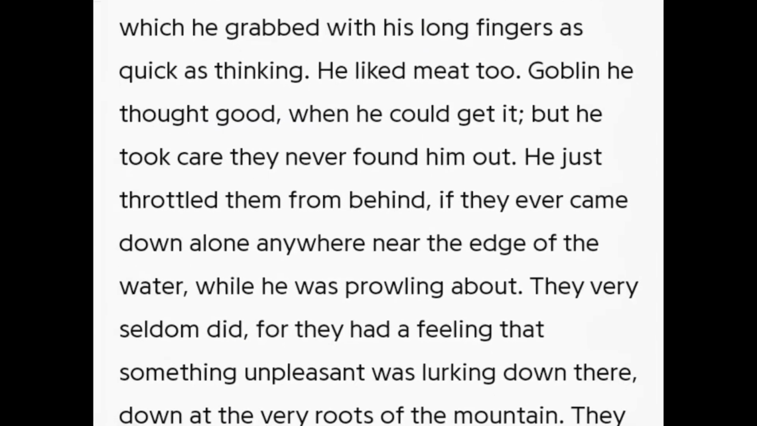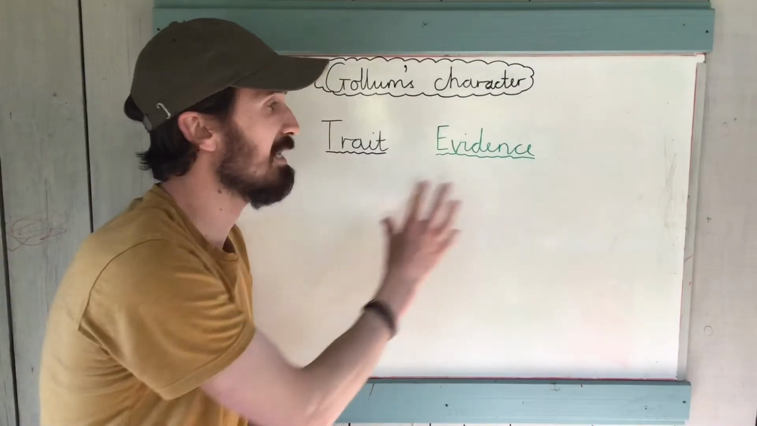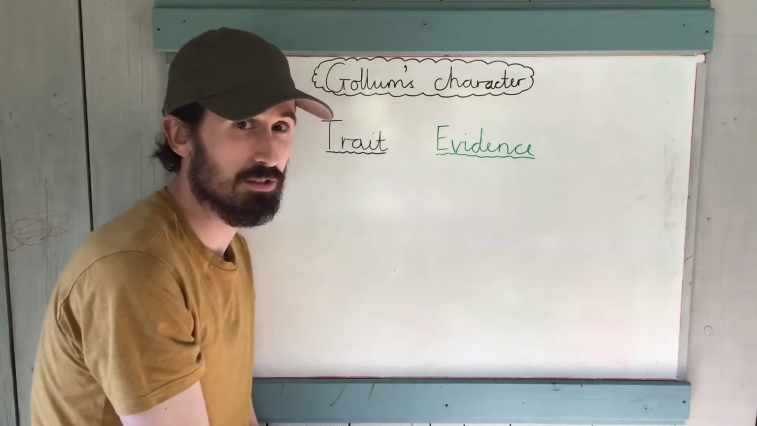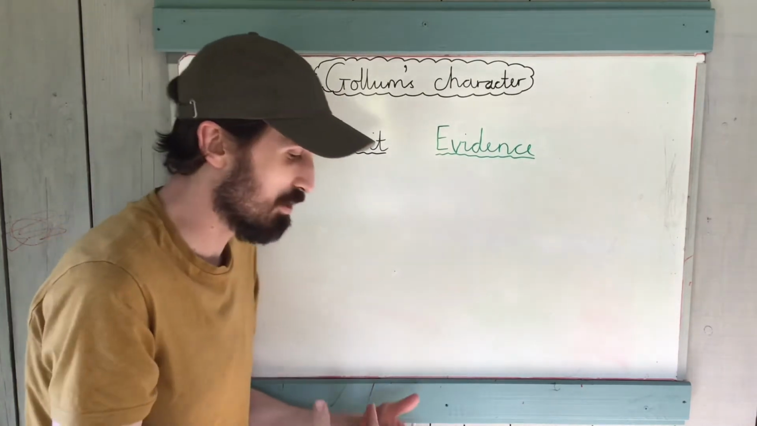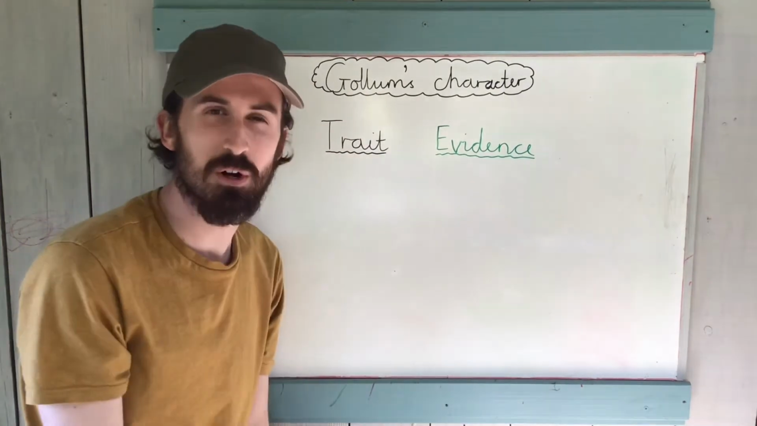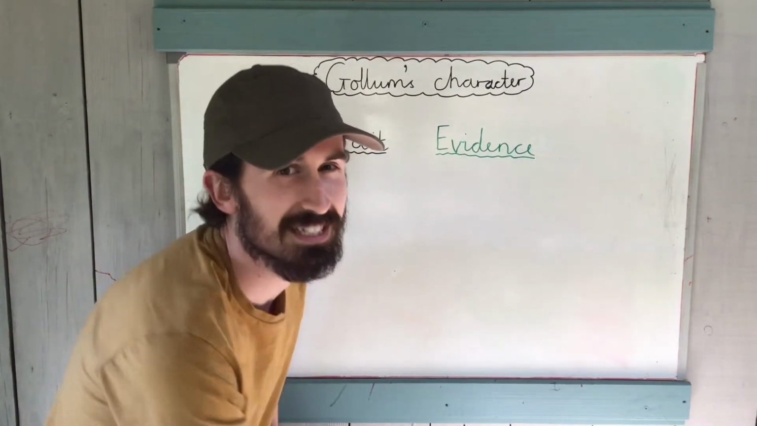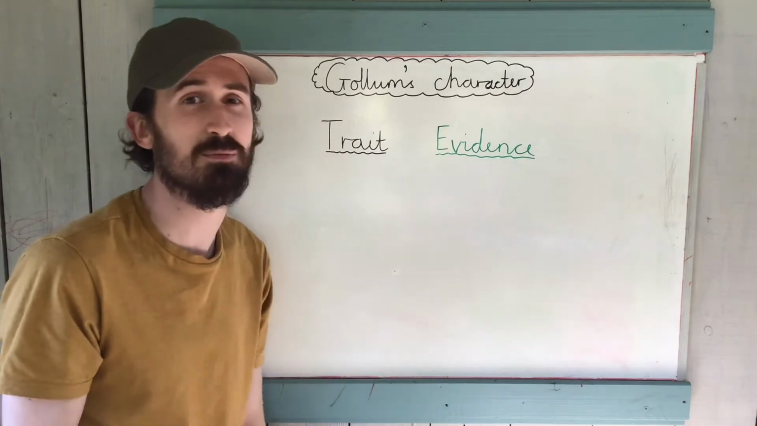Even though this table is set up with trait and evidence, we often actually look at the evidence first. Okay, because you can't just suddenly make up something about a character without referring back to the text. It's the text that you get all of this information from.